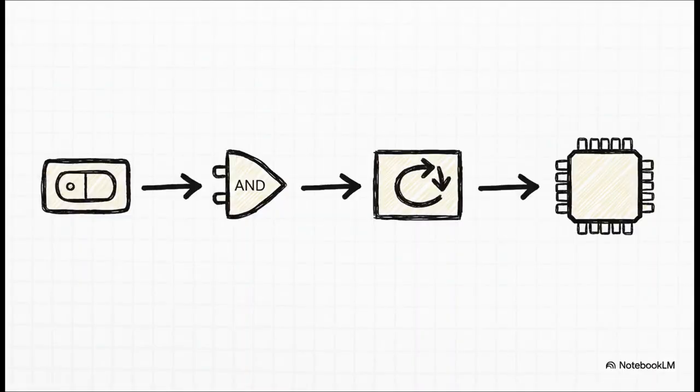So let's just recap the journey real quick. We started with the bit, just a simple on or off switch. We gave it the ability to make decisions with logic gates. We gave it a memory with flip-flops, and by snapping all those together, we built the bigger components that make up the entire architecture of a computer.